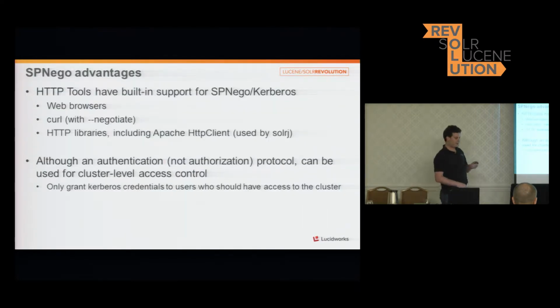So the advantage of using SPNEGO and Kerberos is basically that the HTTP tools that you already use to contact Solr, the vast majority of them already support this. So you can configure your web browser to use SPNEGO and Kerberos. Curl supports it with --negotiate. A bunch of HTTP libraries like Apache HttpClient, which is actually used by SolrJ, which is the Solr Java client, have support for it. And so that'll come in later.